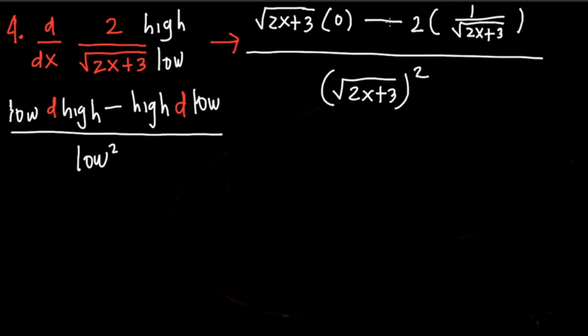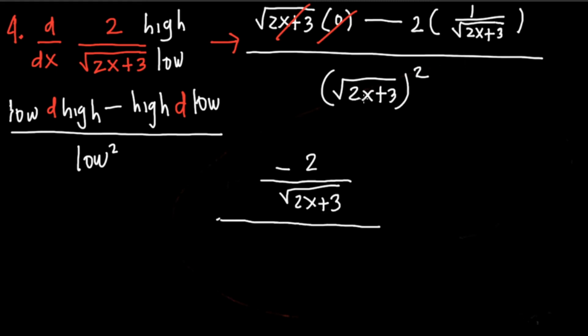Algebra na to. So, 2x plus 3 times 0, burado, kasi 0 eh. And then, negative 2 times 1 over 2x plus 3. Ano sagot? Negative 2 times 1 over 2x plus 3. And the negative 2 over square root of 2x plus 3. Gets? And then, all over, square root of 2x plus 3 is squared.